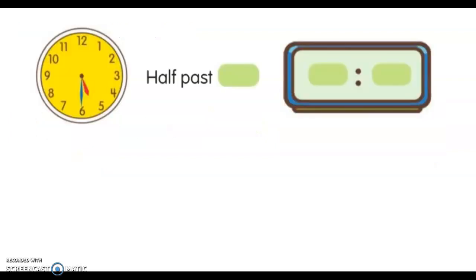All right, here's another analog clock and digital clock. So let's start by looking at our hour hand, which is in between 5 and 6. We know it's not at the 6 yet, so it's still 5. And the minute hand is on the 6, which we know is 30 minutes. So it is 5:30, or another way to say it is half past 5.